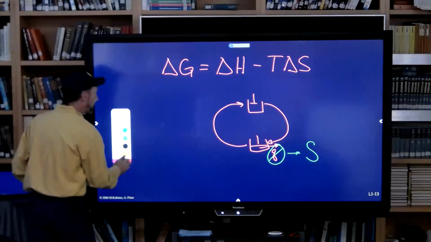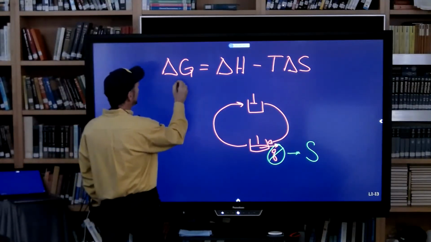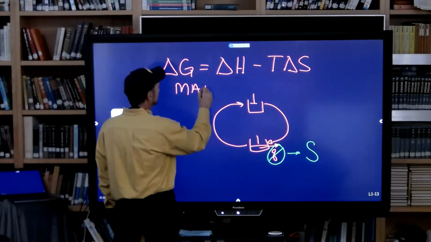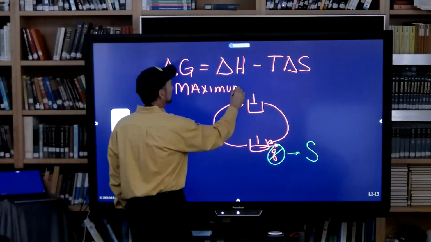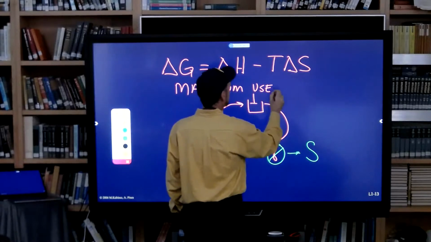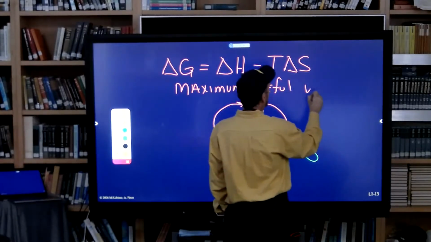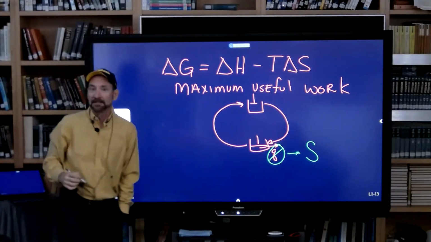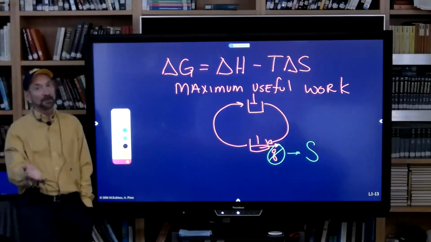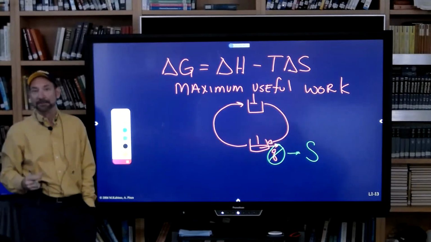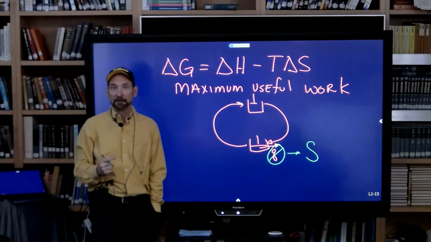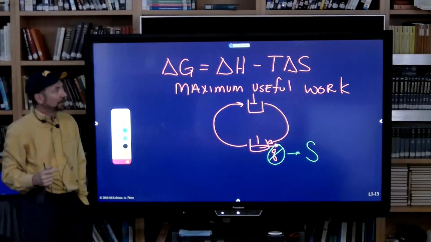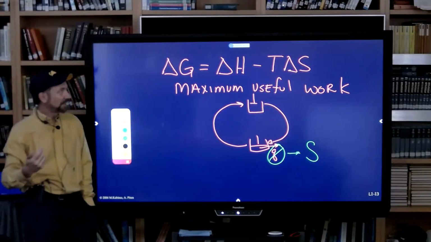Okay, so I'll write those words down. So delta G is the maximum useful work you can get from a system. So you can't use all the enthalpy that you get to do useful work. Okay? You may see this in the homework, or we may write that on an exam.